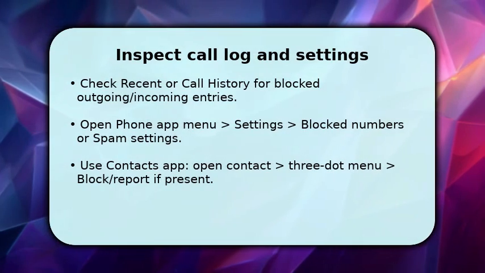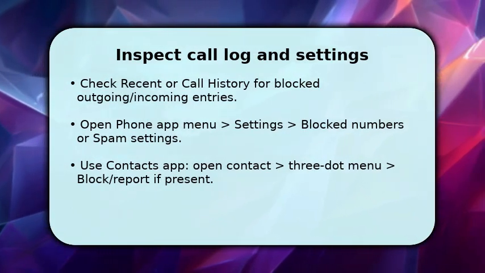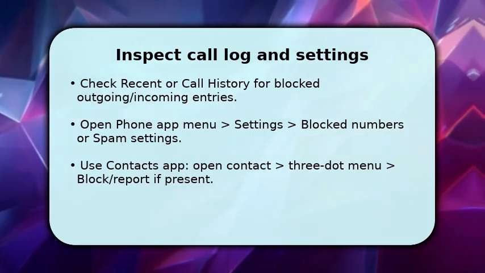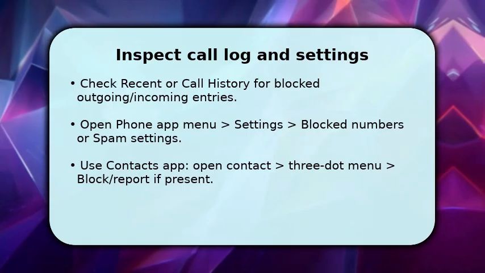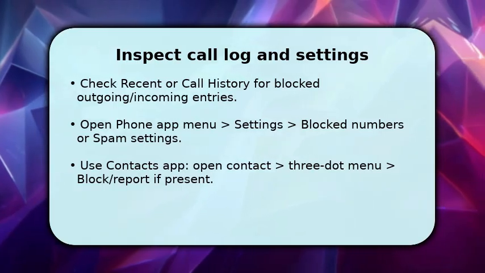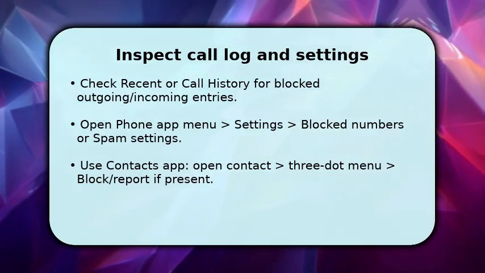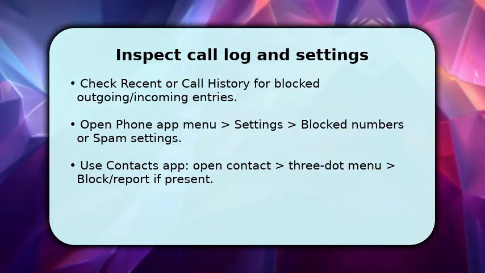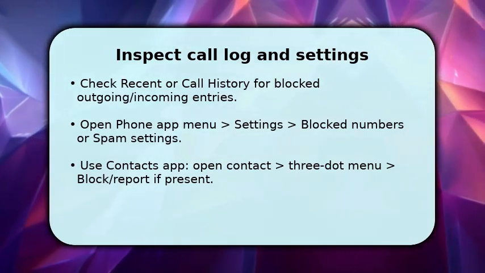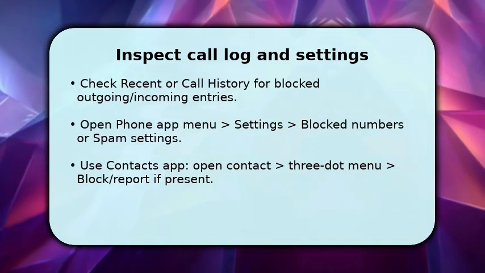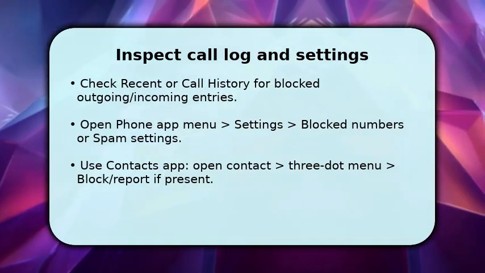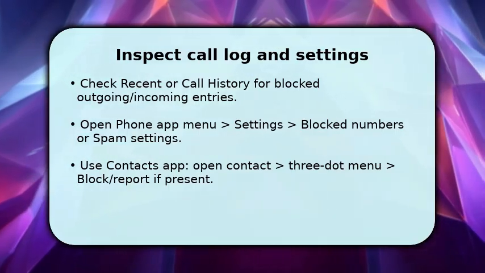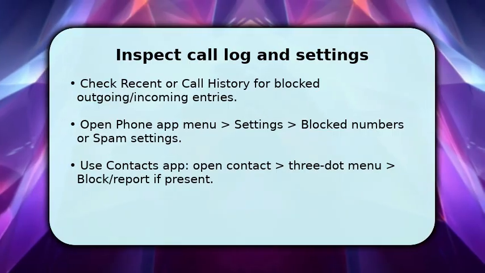You'll now look in two places, the call log and the phone app settings. First, scan recent or call history for the number. If it appears with failed or blocked indications, that's direct evidence. Next, tap the phone app menu, choose settings, then blocked numbers or caller ID and spam because Android stores blocked numbers there. If the person is a saved contact, open contacts, select the contact, then the three-dot menu to see a block option. That confirms a block at the contact level.